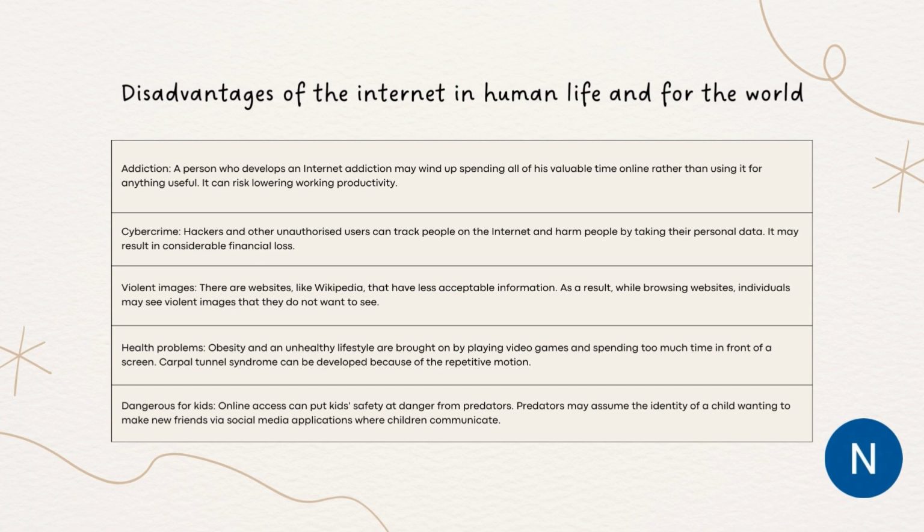Health problems. Obesity and an unhealthy lifestyle are brought on by playing video games and spending too much time in front of a screen. Carpal tunnel syndrome can be developed because of the repetitive motion. And lastly, dangers for kids. Online access can put kids' safety at danger from predators. Predators may assume the identity of a child, wanting to make new friends via social media applications where children communicate.